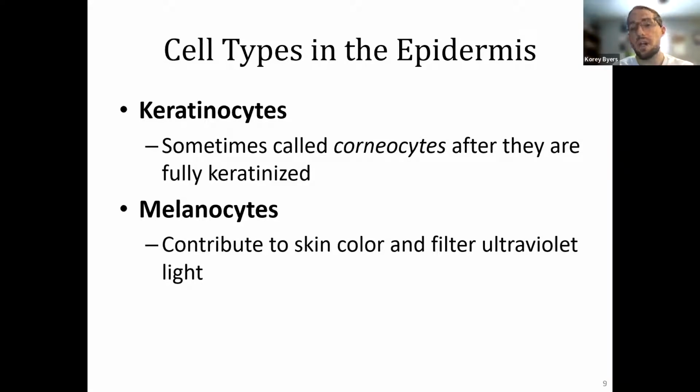Sometimes they're called corneocytes after they're fully keratinized. Sometimes when they get filled with this protein, or the protein is around it and makes it this waterproof barrier, they kind of die as our skin moves up and sloughs off. And so there's another word called corneized or keratinized. We tend to stick with keratinocytes in this class because it's more descriptive, but they are also called corneocytes.